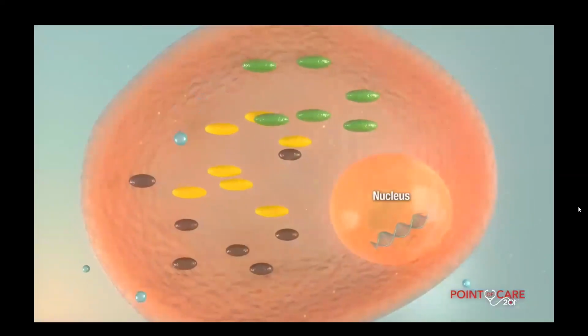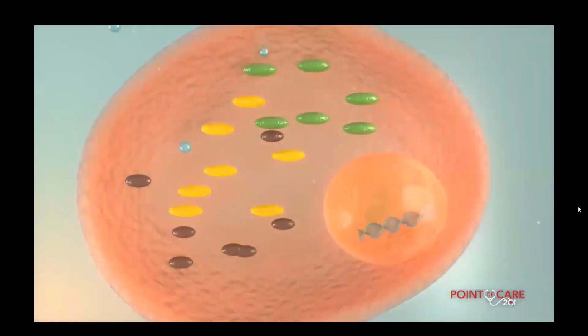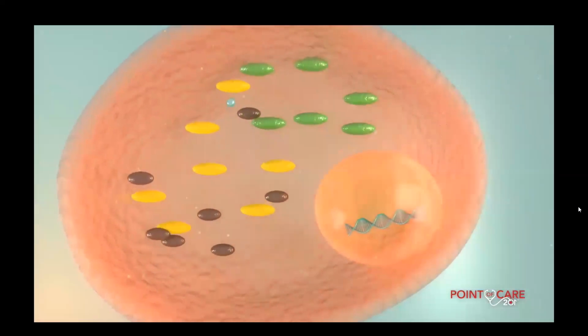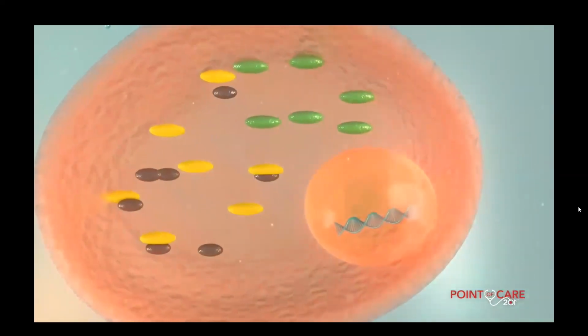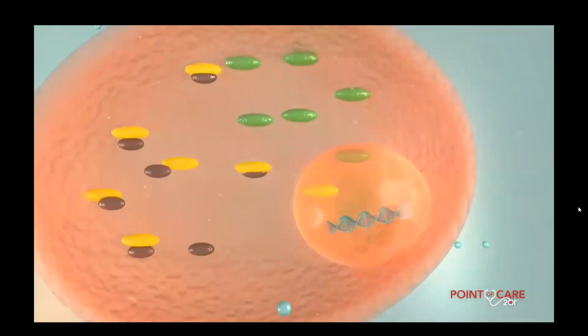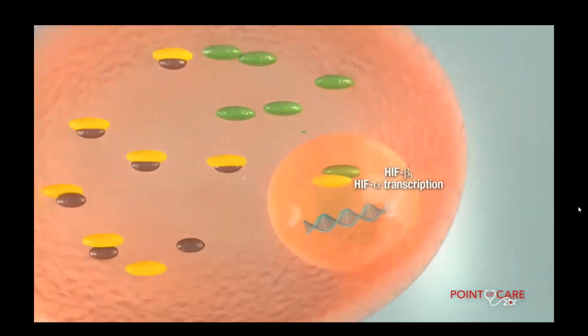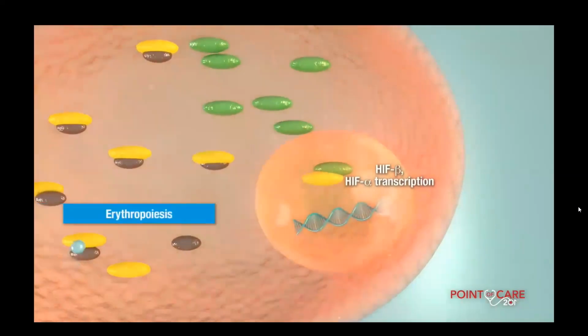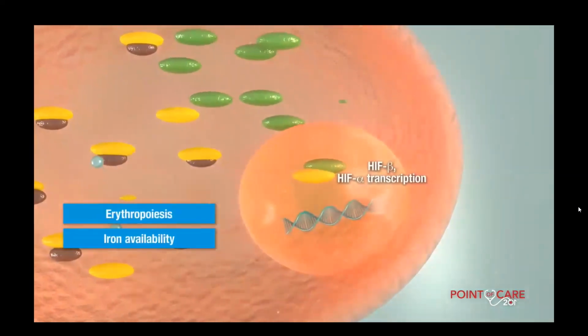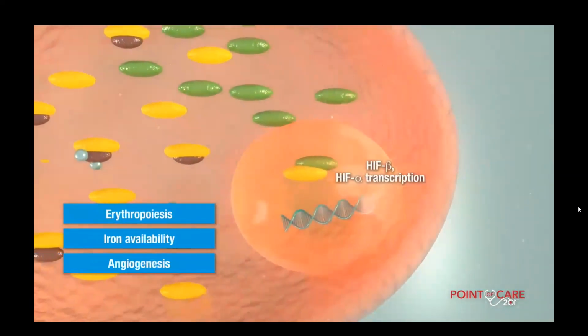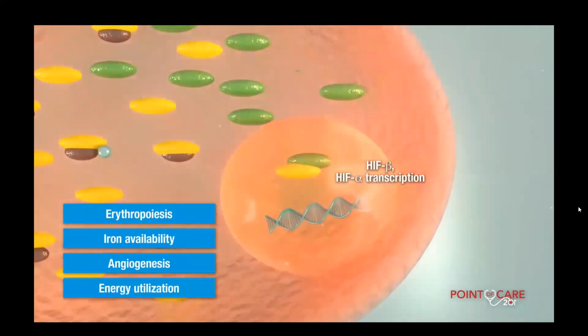The stabilized HIF alpha subunit translocates into the nucleus to heterodimerize with HIF beta subunits, activating the hypoxia response genes, which stimulate a host of proteins which impact erythropoiesis, iron availability, angiogenesis, as well as energy utilization.